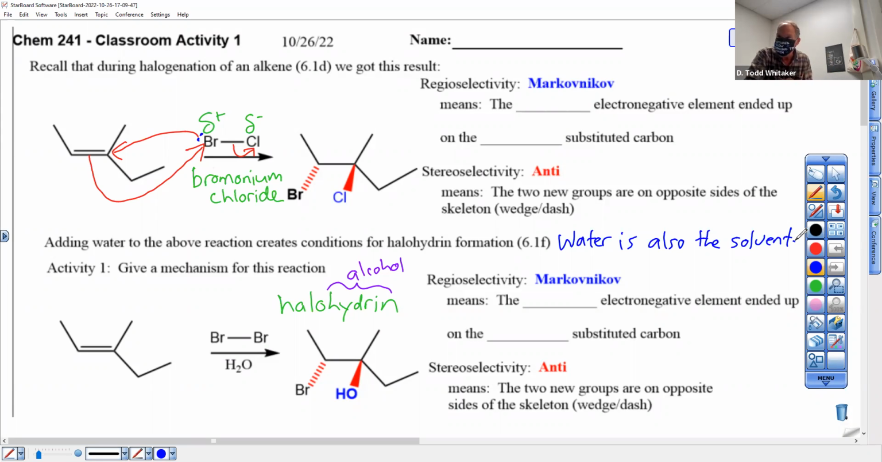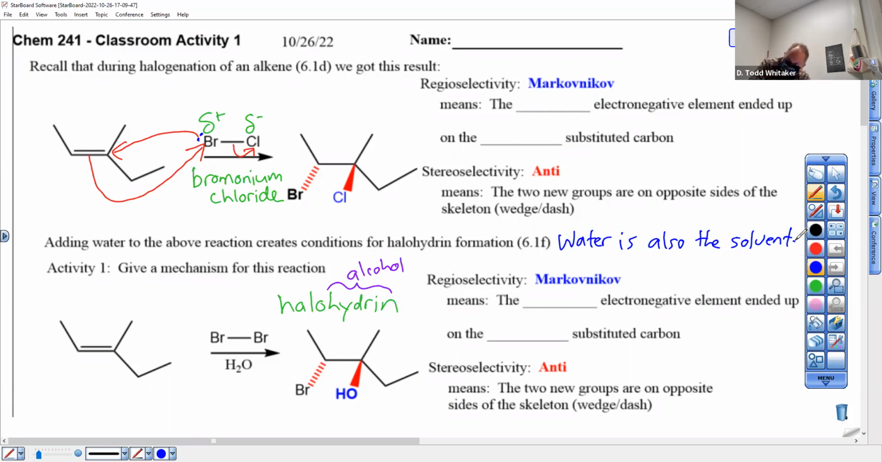So when I ask you what base is going to show up first, water or, in this case, bromide, which one are you going to answer? Water, because it's everywhere. Why? Because water is also the solvent. Okay. And there's another reason why we're going to use water as a base near the end of this mechanism, and I want to save that surprise.